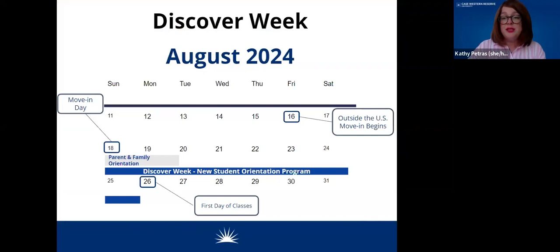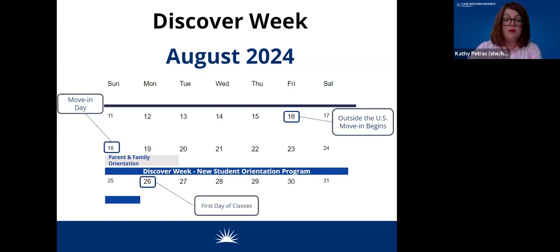So for students that are arriving from outside of the continental US, you can move in starting on August 16th, and we allow that for you to have a little bit more time to acclimate. You're definitely coming from a different time zone than we're in Cleveland right now, and so we want to give you a little bit of buffer room before the Discover Week begins. Everyone else should be moving in on August 18th, and so that is our main move-in day. And that also kicks off Discover Week.